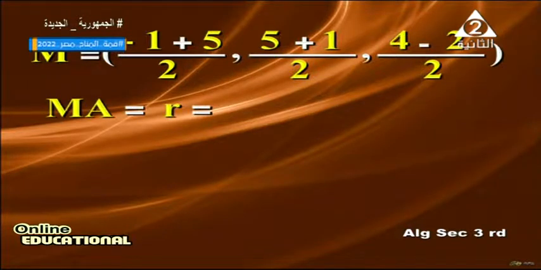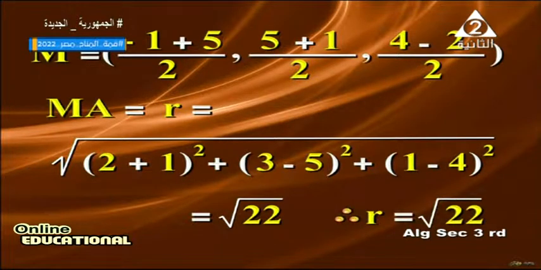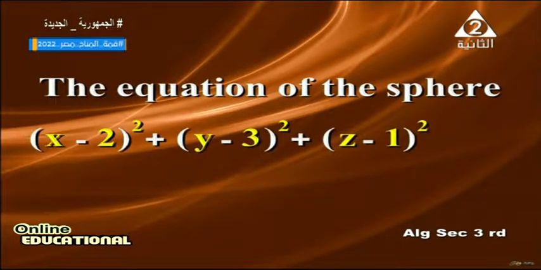After that, we know MA equals R, the radius. R equals square root of (2 plus 1) to the power 2 plus (3 minus 5) to the power 2 plus (1 minus 4) to the power 2. The answer is root 22. By the same rule, the equation is (x minus 2) to the power 2 plus (y minus 3) to the power 2 plus (z minus 1) to the power 2 equals 22. This is the standard equation of a sphere.